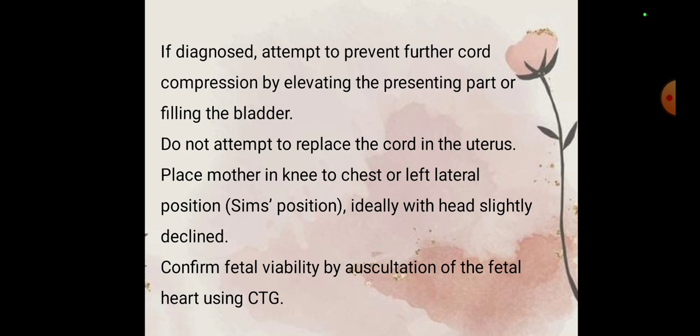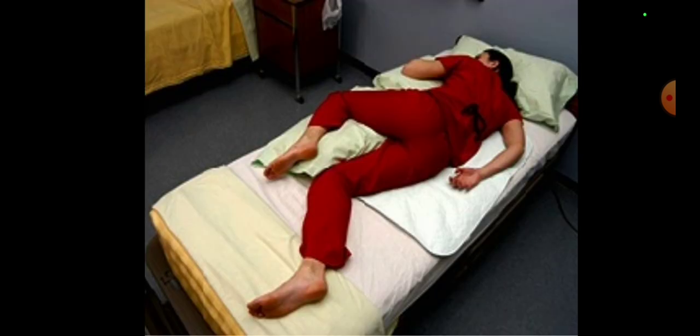Place the mother in the knee-chest or left lateral position, Sims' position, ideally with the head slightly declined and a pillow under the left hip, both to add gravity to prevent compression. This position may be adopted during transfer to theater or during preparation for cesarean section. Confirm fetal viability by auscultation of the fetal heart, using cardiography or ultrasound, before cesarean section to prevent unnecessary cesarean section for a dead baby. This is Sims' position, left lateral position with hip flexed and a pillow below the left hip.